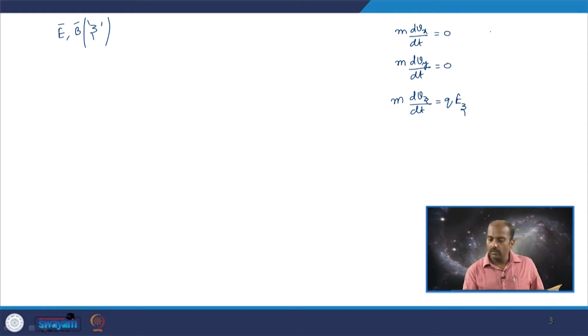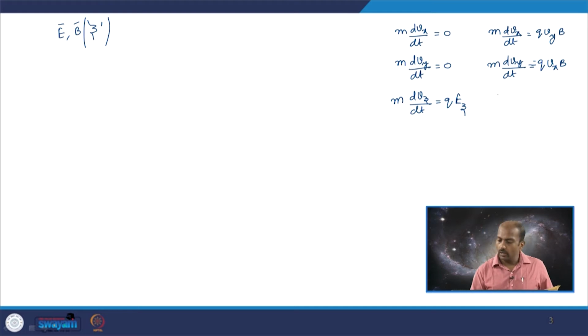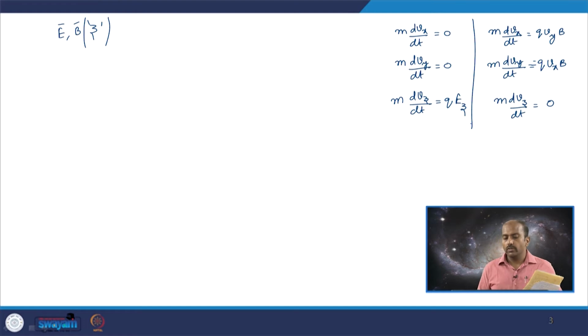Okay. Then the second set of equations: m dvx by dt equals q vy B, m dvy by dt equals q vx B with a minus, and m dvz by dt equals 0, right. So, we will have to combine these two sets of equations for a successful description of the picture. So, the z component of velocity will not be influenced by the magnetic field.